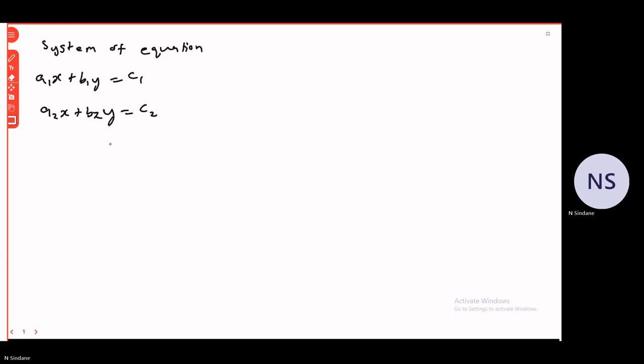The first thing to do when using this method is to transpose this. Let these two equations be equal to 0. So you'll have a1x plus b1y minus c1 is equal to 0, and then a2x plus b2y minus c2 is equal to 0.